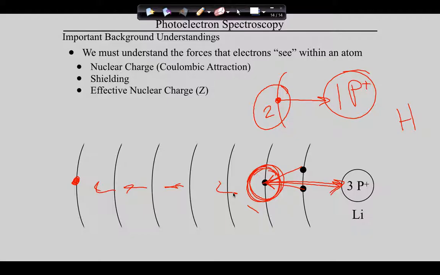They shield, so they're all shielding one another, but practically the thing that we talk about is how all that shielding affects the outer electrons. Because for now, those are the ones we're talking about removing. Just a second, go ahead.